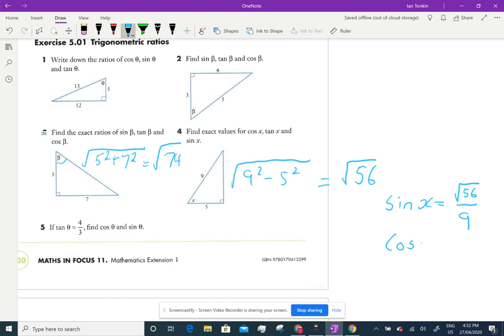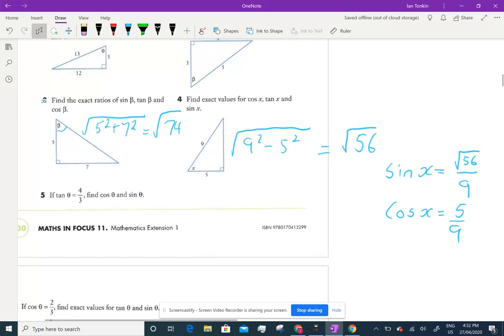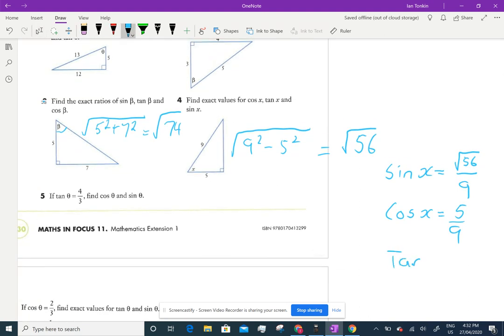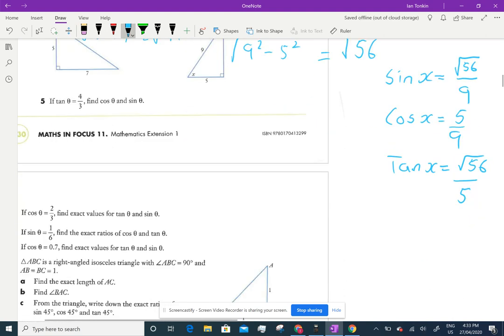Cosine is adjacent, so that's 5 over 9. They were the two values we were given. And tan is opposite over adjacent, so root 56 over 9. Not over 9, over 5. Okay.